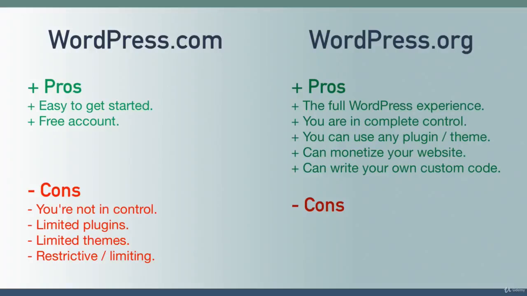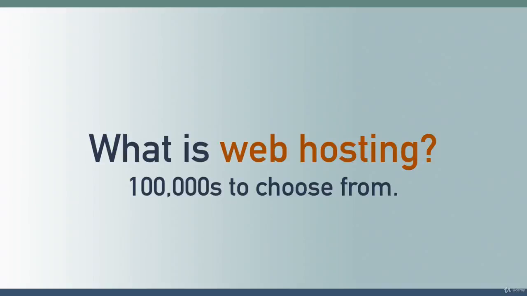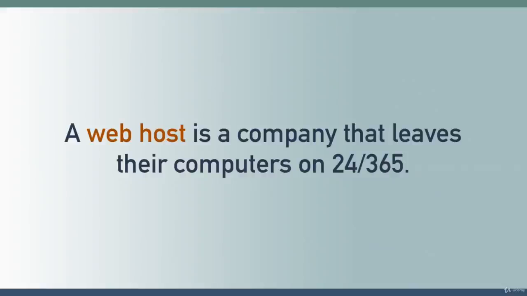There's really only one con to WordPress.org, and that is that you need to find your own web hosting. What does that mean? What is web hosting? Well, remember when I said that with WordPress.com, your website lives on their servers, and this is what allows them to limit or restrict what you can do. With WordPress.org, your website will live on whatever web host company you choose, and there are hundreds of thousands of web host companies to choose from. A web host is just a company that leaves their computers or servers on 24 hours a day, 365 days a year. And your website lives on their servers, so that way your website is accessible to the world around the clock.